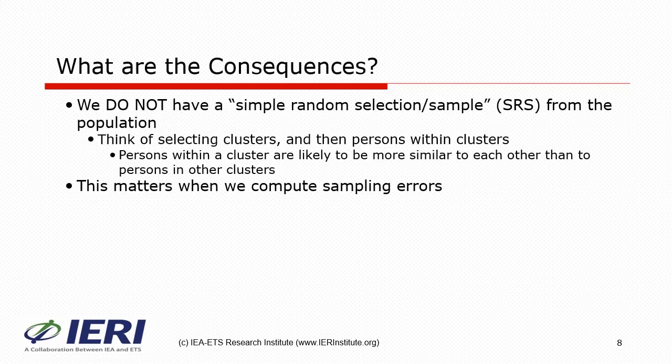The consequences of implementing the sample design is that we do not have a simple random selection of people from the population. Think of what happens when we select clusters and then persons within the clusters. The persons within a cluster are likely to be more similar to each other than to persons in other clusters. And this matters when we compute sampling errors. We'll show you in the next slide what happens.